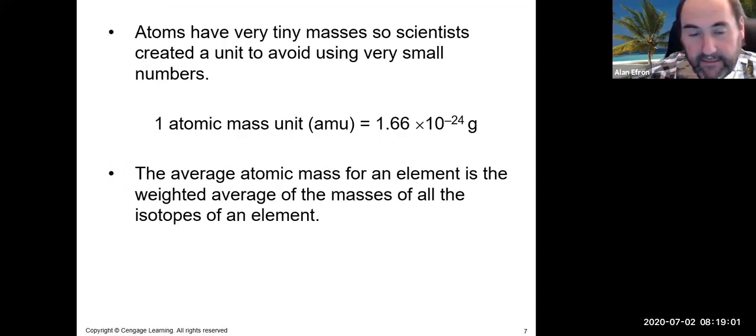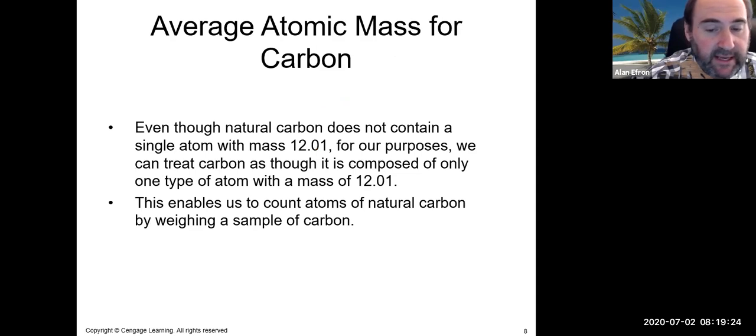So atoms obviously have very tiny masses. So again, this is sort of the relationship between an AMU and a gram. And as you can see, one AMU is 1.66 times 10 to the minus 24 grams. That is a super small number. And again, that's why sometimes we will use AMU instead of just grams, because grams would be a super small number.